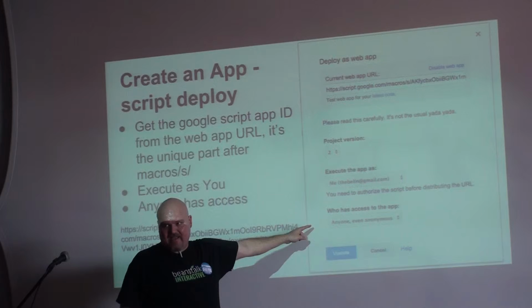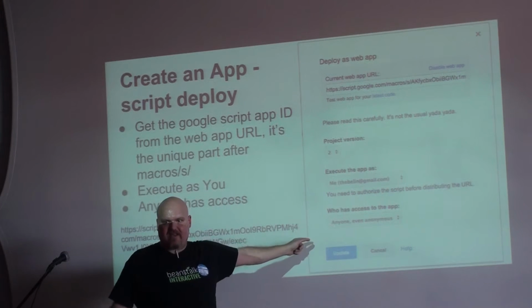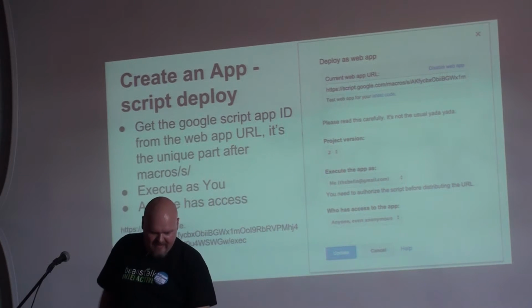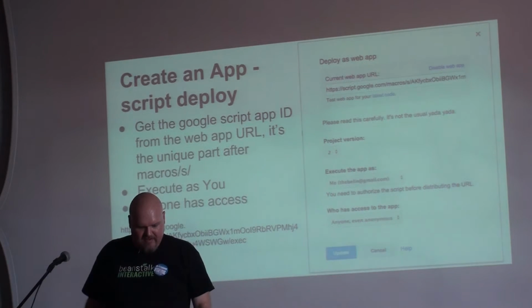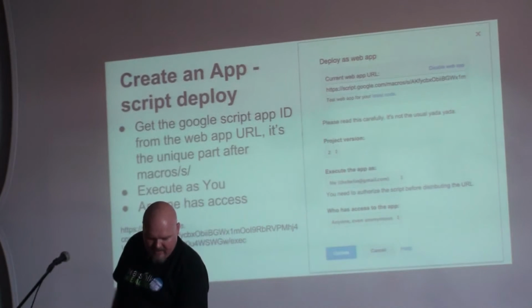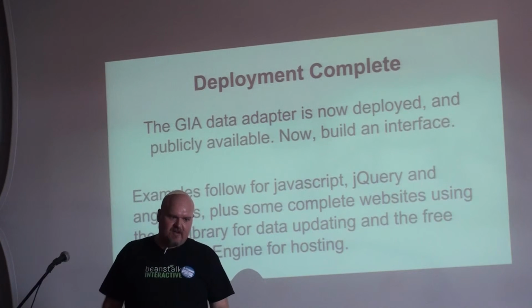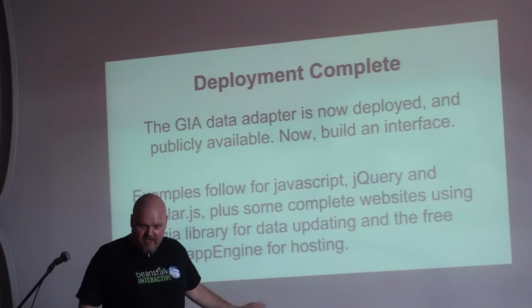If you don't set it like this, then you've made a private data adapter, which is good. You've got a private data adapter. Share it with your friends, only your friends. So let's see. So at this point, when you press update, you are deployed. You've got a complete deployment of all of your data adapter, and you can access it publicly.